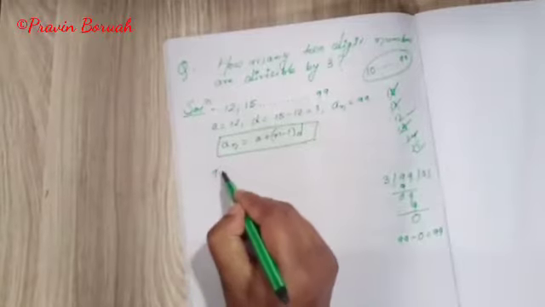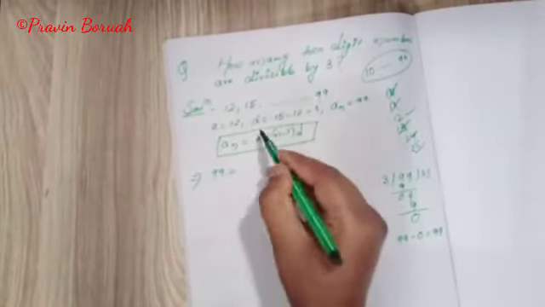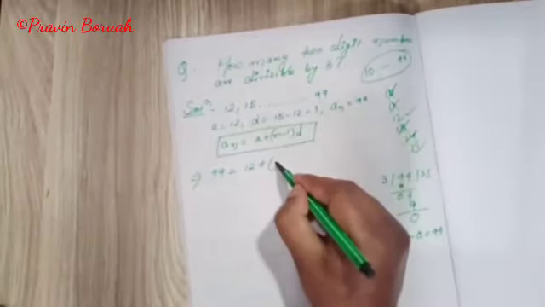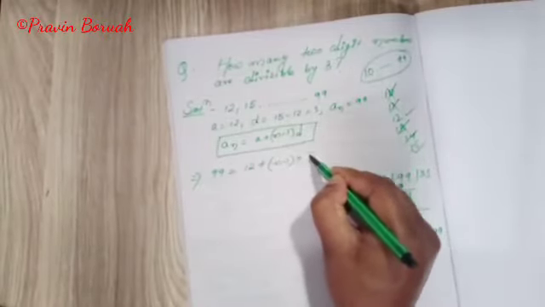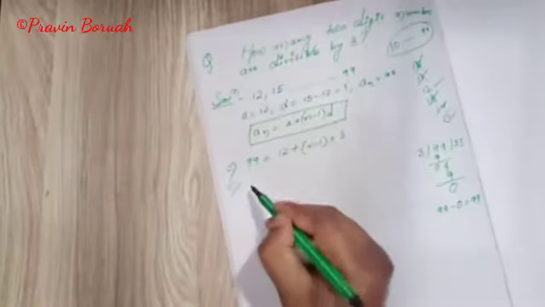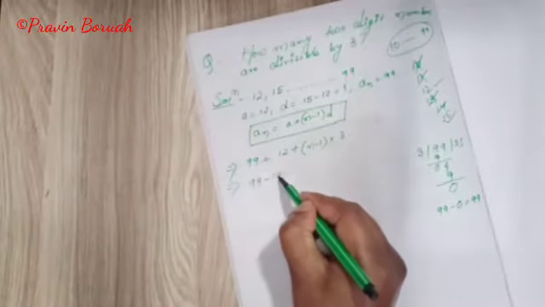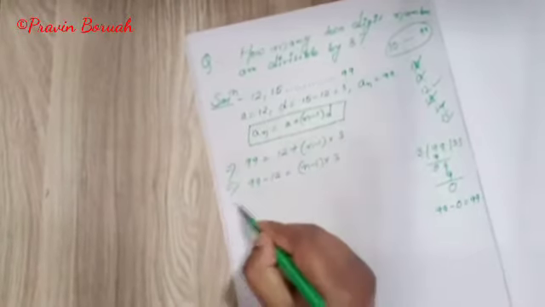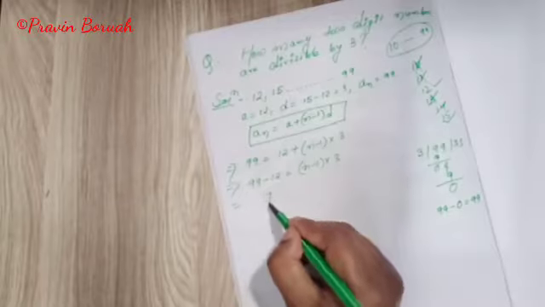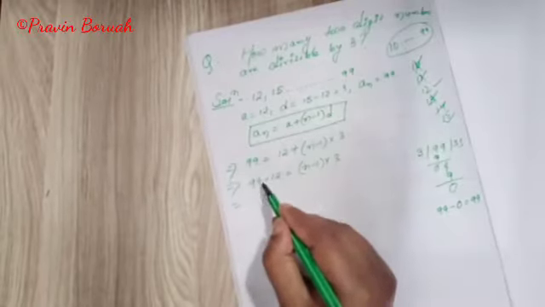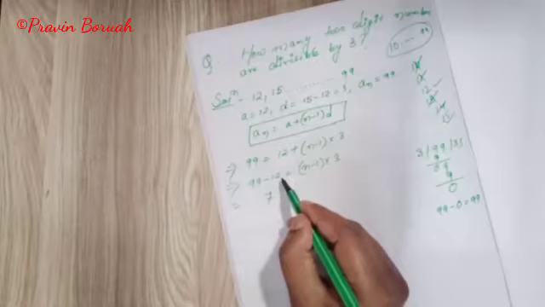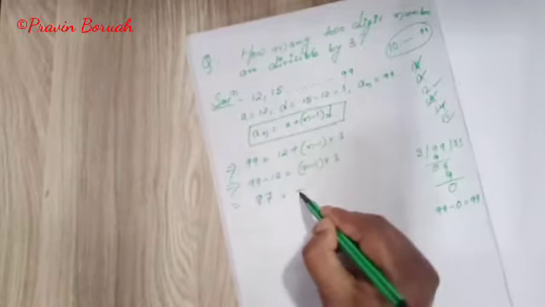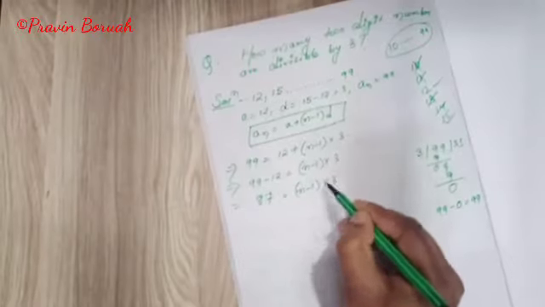99. So here you write 99 is equal to a, which is 12, plus n minus 1, where n is what we have to find out. d is 3. Okay, so very easy question. 99 minus 12 is equal to n minus 1 into 3. So 9 minus 2 is 7, then 9 minus 1 is 8, so 87, is equal to n minus 1 into 3.